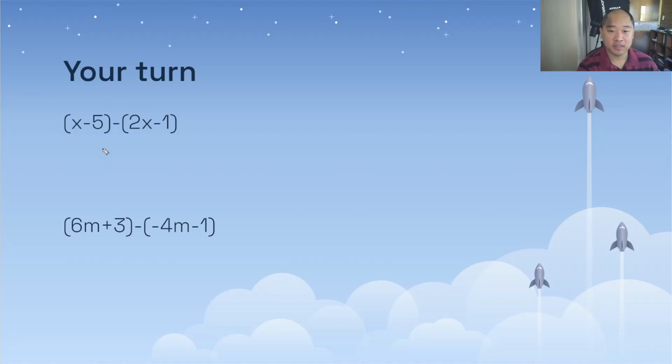Okay, your turn. So this is 3x, and this is a plus 1, so it's minus 4. And this is a plus 4m plus 1, so this is 10m plus 4.